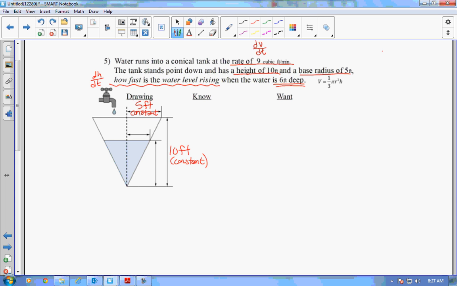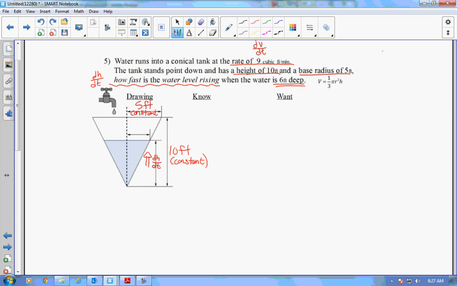Anything else? The height of the water. Now, that's what we're going to find here in a sec: how fast the water's rising when it's 6 feet deep. So, what would we call this right here? The height of the water. And is the water going up or down? It's going up, so I'm going to give it motion up. That will be our dH dt.